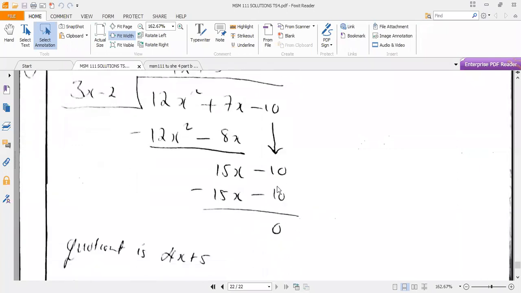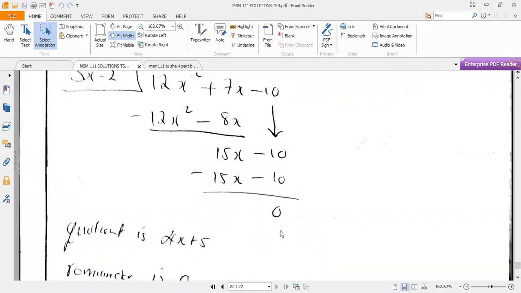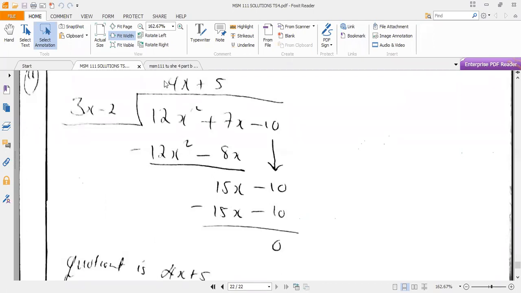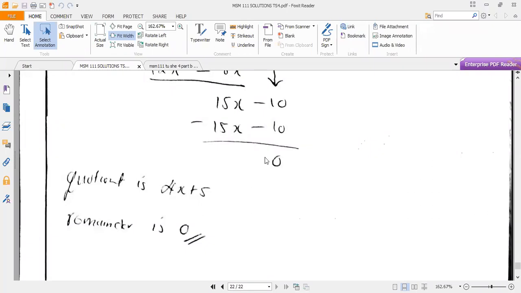So in this polynomial of ours, we don't have a remainder. The remainder is 0 here. There is nothing. So the quotient is 4x plus 5. We always take the quotient to be this guy here on top. That's our quotient, and then the remainder is 0. The one which will be down there is always your remainder. That's how you do the polynomial using the long division method. Hope it's clear. Any questions?